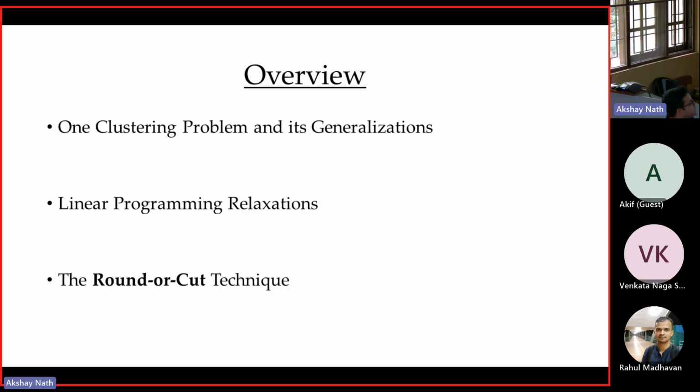I'm going to talk about one clustering problem. There are gazillions of clustering problems, so I'm going to take one clustering objective, stick to not too many problems, and look at two respective generalizations. We'll see three algorithms in increasing order of sophistication for them. The first one will not require any linear programming. The second one will, and the third one will introduce round-or-cut.